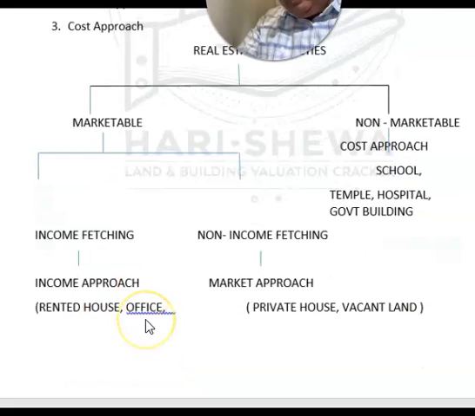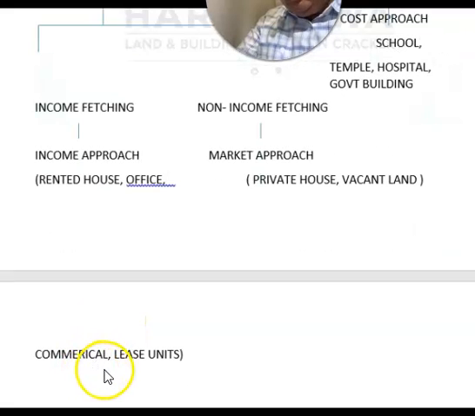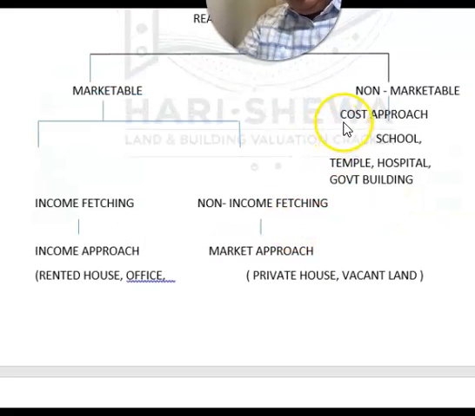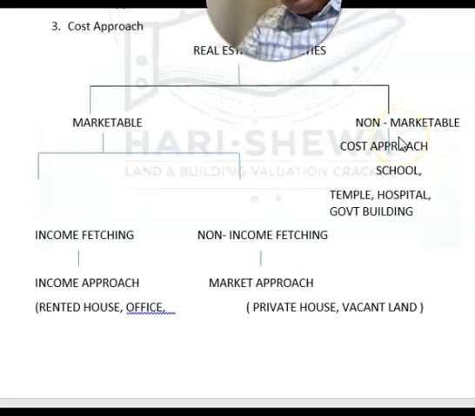Income approach is again divided into rented house, office, commercial, and lease units. Market approach is again divided into private house or flats, owner occupied house, flat or vacant land. Third, for non-marketable property, we do valuation with the cost approach. That is our school, temple, hospital, and government building, which are non-marketable properties.